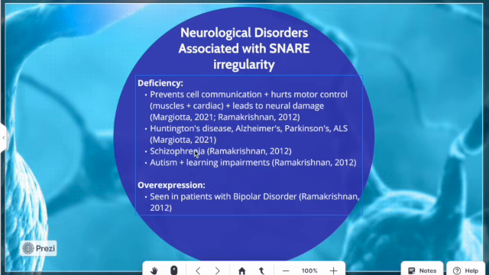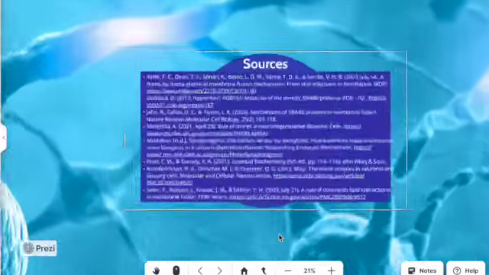That's mostly what a lot of the papers I read focused on, the neural damage aspect of this. It can contribute to Huntington's disease, Alzheimer's, Parkinson's, and ALS. A deficiency of SNARE pins, or SNAREs in general, has been associated with schizophrenia. It's been associated with autism and learning impairments. And overexpression, which is too many SNAREs, has been seen in some patients with bipolar disorder, which is really interesting too. And then here are my sources.